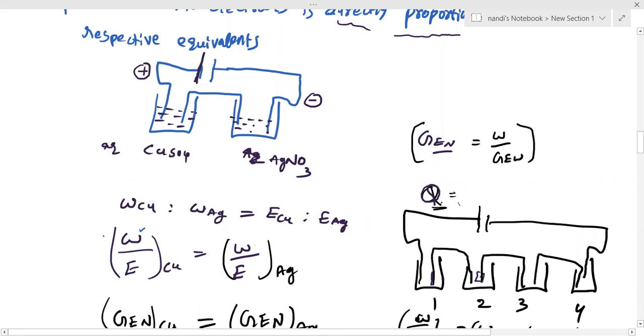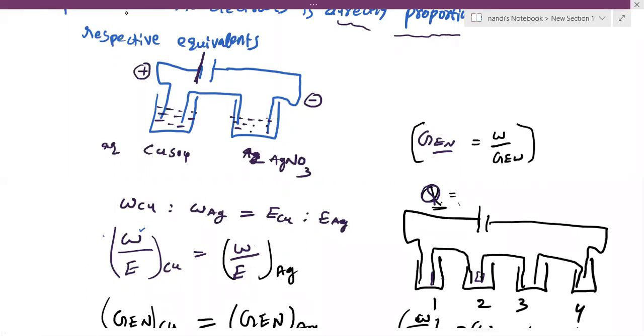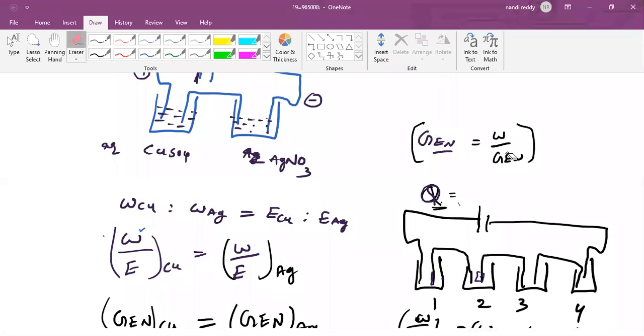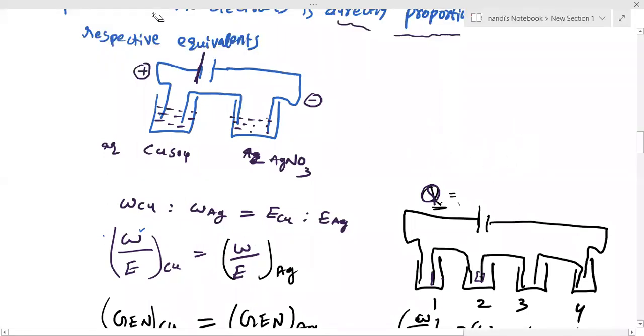But I am sending the same electricity, sir. So when I am sending the same electricity, the amount of substance deposited at the electrodes is in the ratio of their equivalents or equivalent weights. Equivalent is nothing but gram equivalent number, sir. I wrote it here, you can see. Equivalent means gram equivalent number. Please note down that point also.